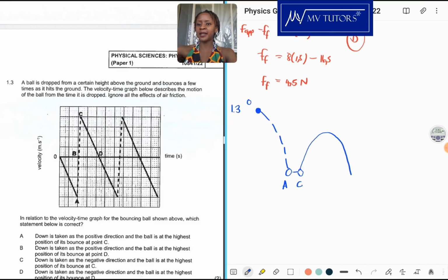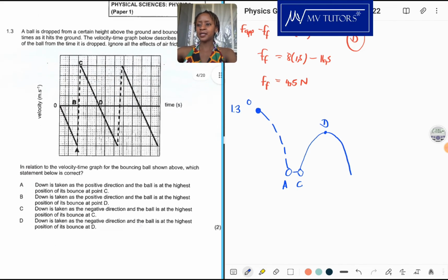So it reaches its maximum at D, okay? Because at maximum, that's where there's 0 velocity. Okay, and then, yeah, it doesn't matter now. Now let's look at the question, because I've plotted A, B, C, and D just to explain what's happening.